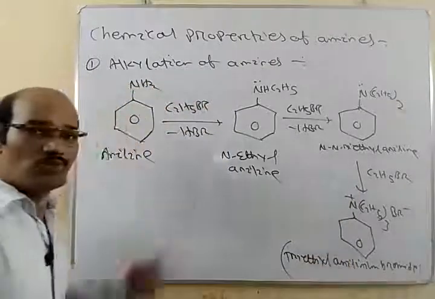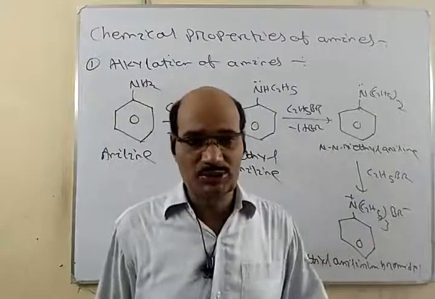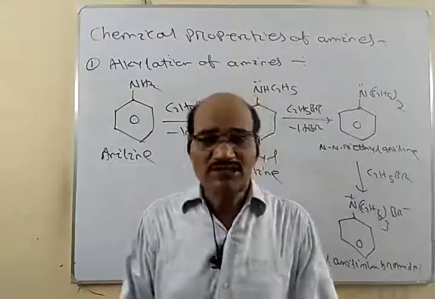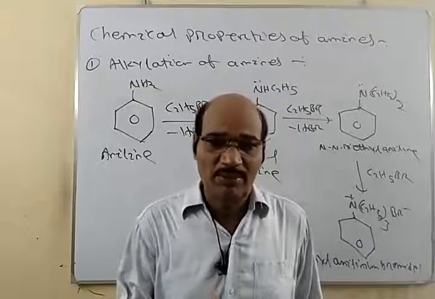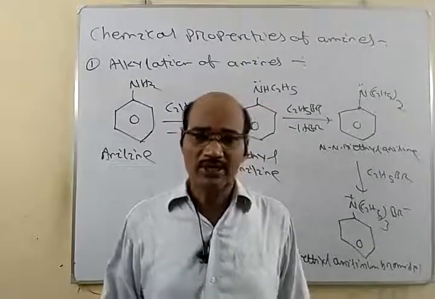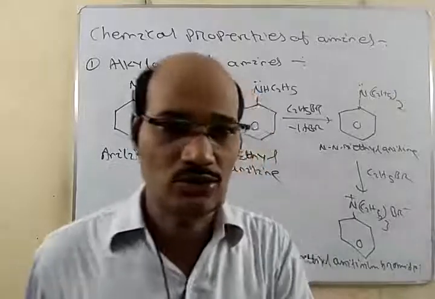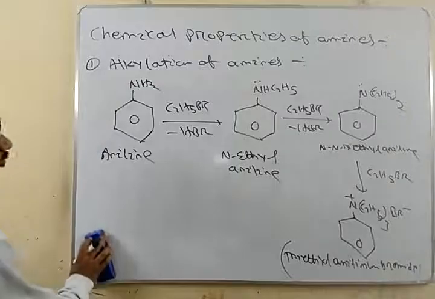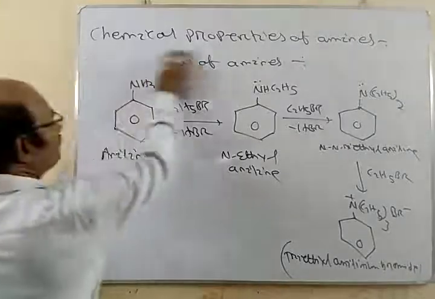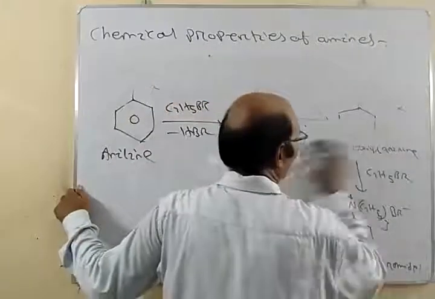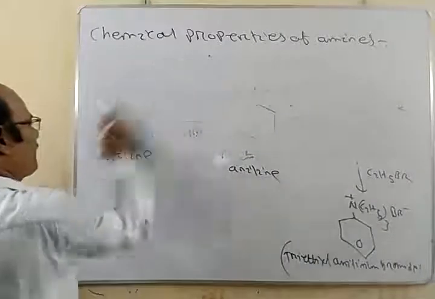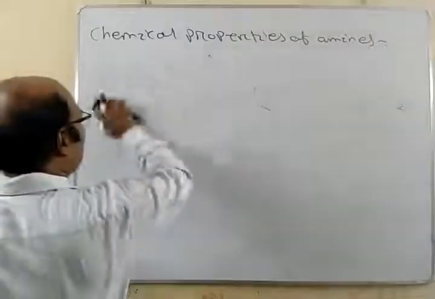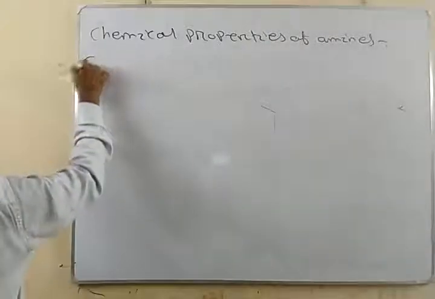Clear? So both aliphatic and aromatic amines undergo alkylation to give progressively primary to secondary, then tertiary, and finally even quaternary ammonium salt. Clear? So next we will go for acylation. Next we go for what? Acylation of amines, number 2.